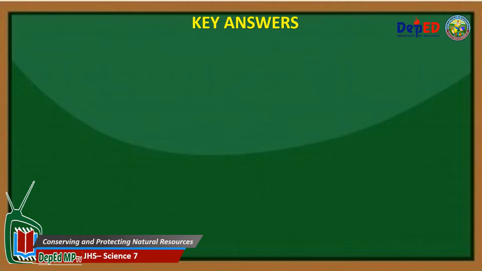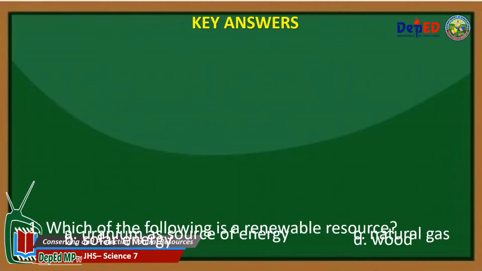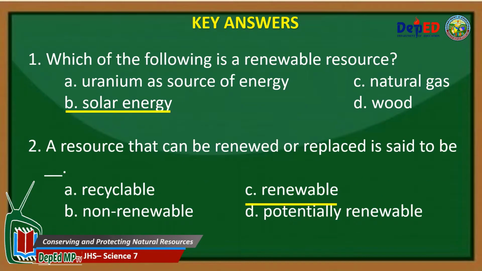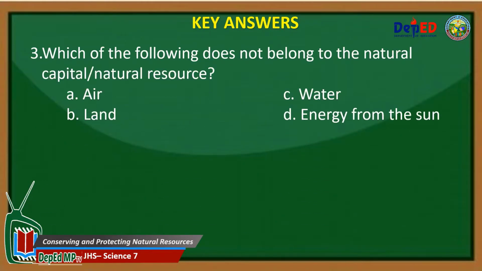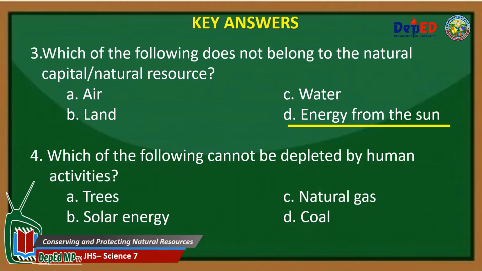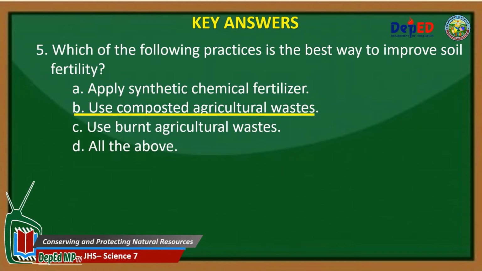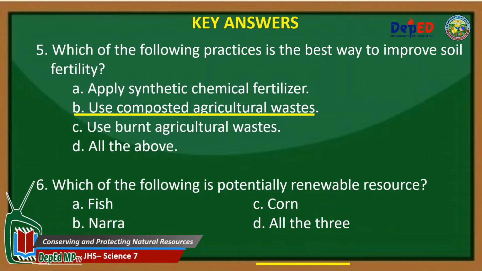Let's check your paper. Key answers are 1. B. Solar energy. 2. C. Renewable. 3. D. Energy from the sun. 4. B. Solar energy. 5. B. Use composted agricultural wastes. 6. D. All the three.